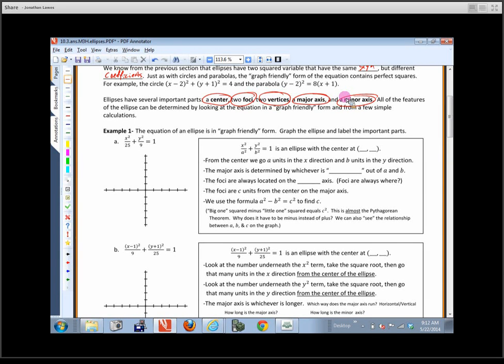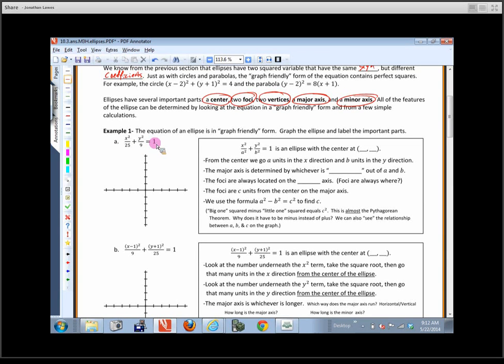And this is why it's helpful to know, if you look at the equation, exactly what type of graph you're going to make, because then you know, oh, I need to figure out what the length of the latus rectum is if it's a parabola. I need to figure out what the length of the major axis is if it's an ellipse and stuff like that, okay? So this is an ellipse in graph-friendly form.